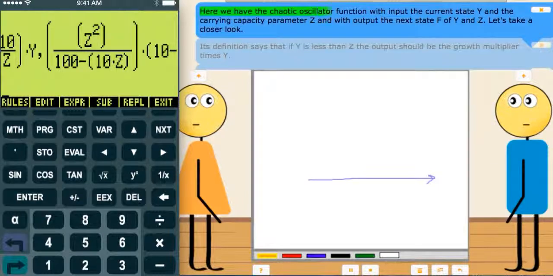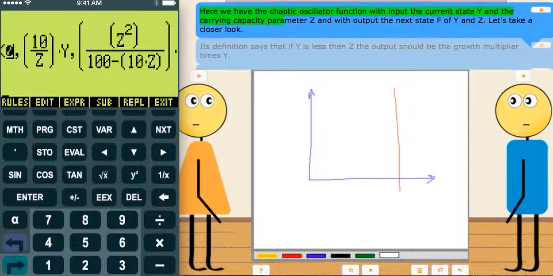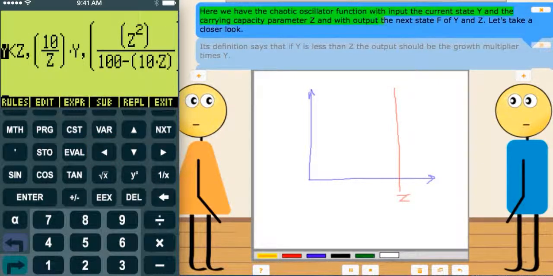Here we have the chaotic oscillator function with input the current state y and the carrying capacity parameter z, and with output the next state f of y and z. Let's take a closer look.